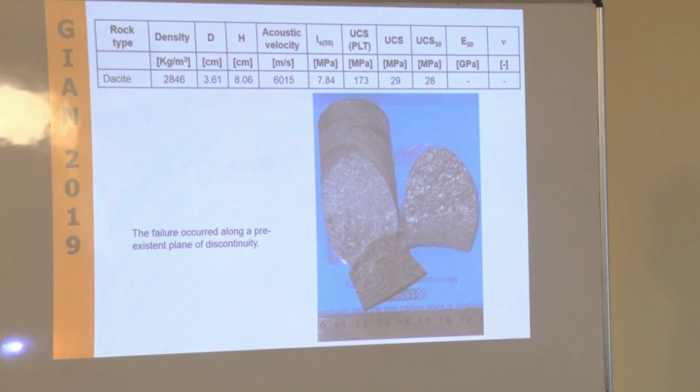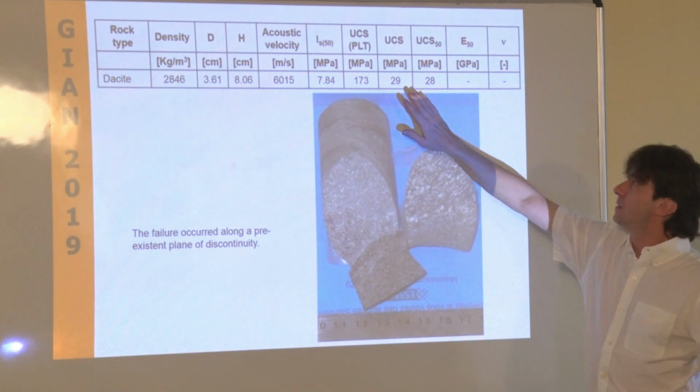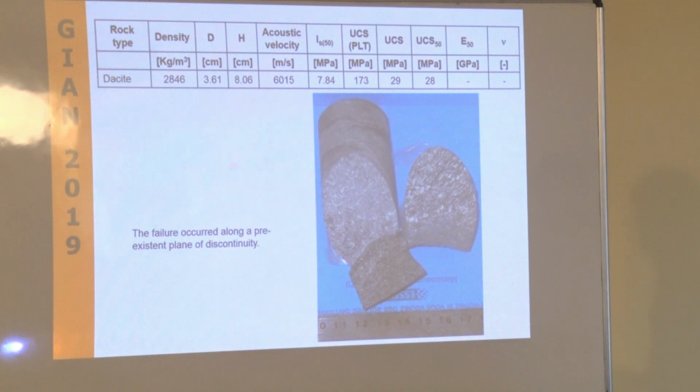This is dacite. That side is really strong rock. Okay? Right? Is it? UCS 29 MPa. Is that a high value or a low value? Low value. It's quite low.